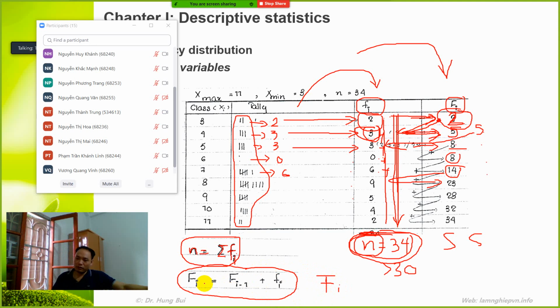So look at this one. So write them down. So big Fi equals big Fi minus 1, I mean the previous class, plus small Fi. So do you understand that? Do you understand this formula?